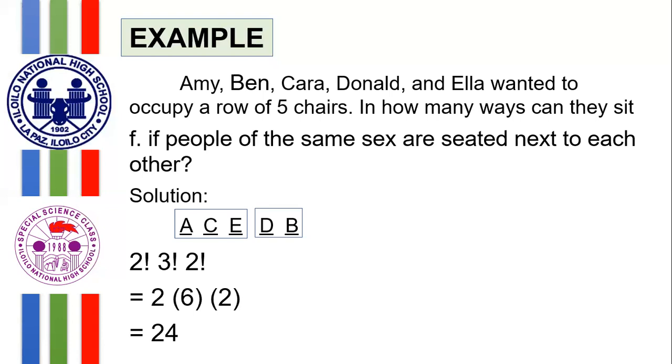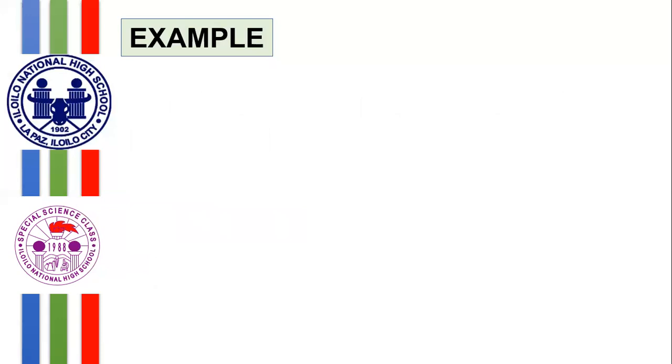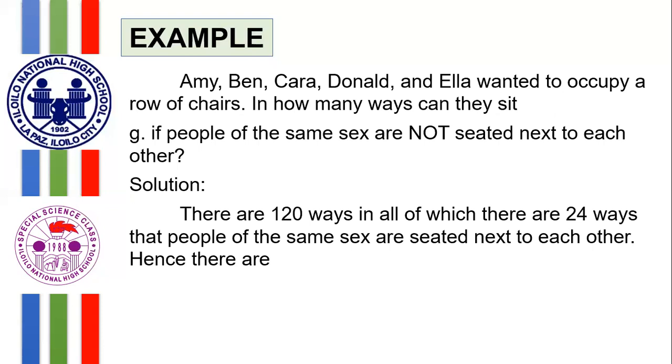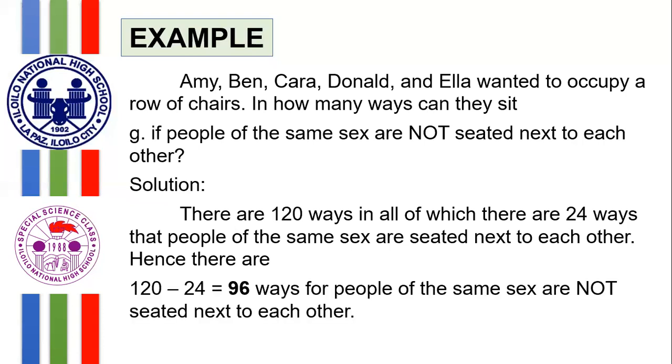How about for not? Because in letter G, it's asking not seated next to each other. So in this case, we will be utilizing the answer we got in A and letter F. That is, there are 120 ways in all, of which there are 24 ways that people of the same sex are seated next to each other. Hence, there are 120 minus 24, or 96 ways for people of the same sex that are not seated next to each other. I hope we got this correctly. And let's have letter H.